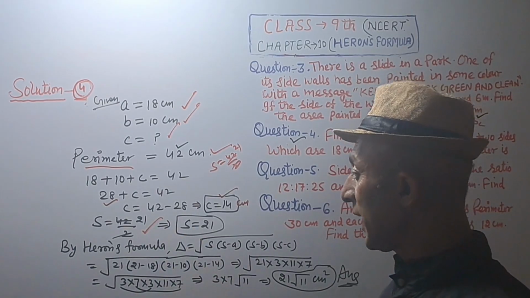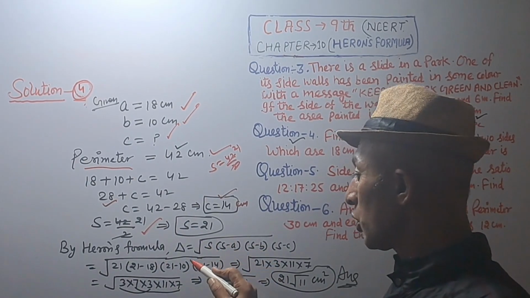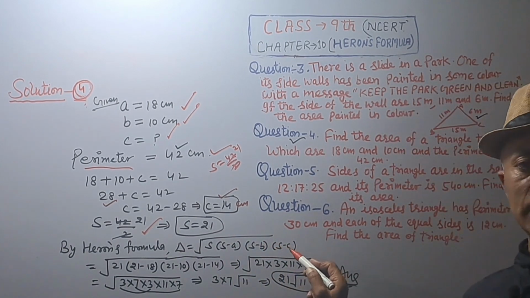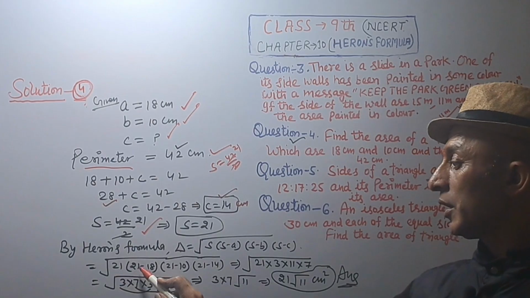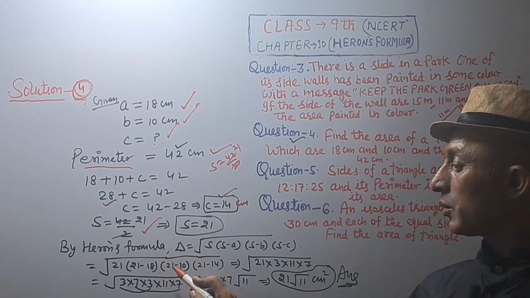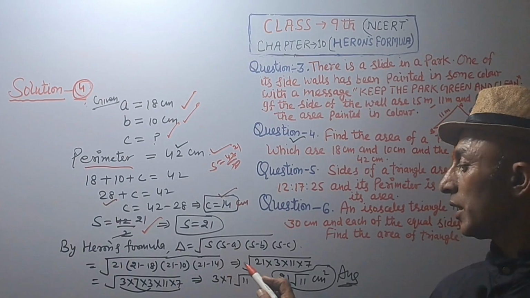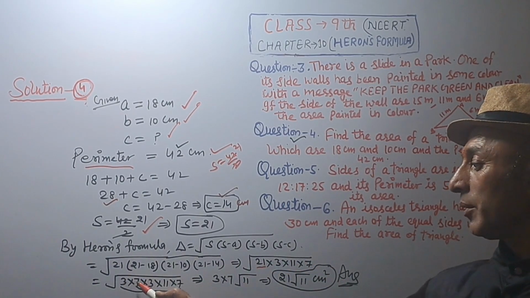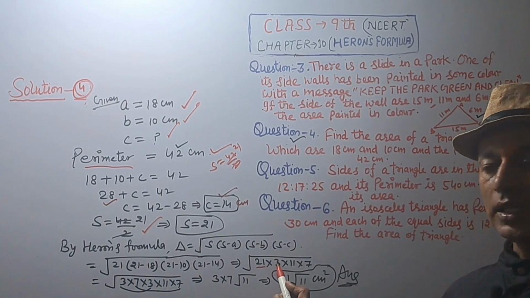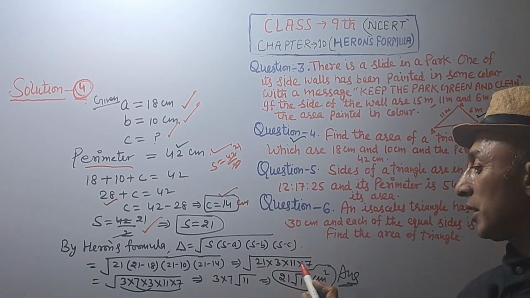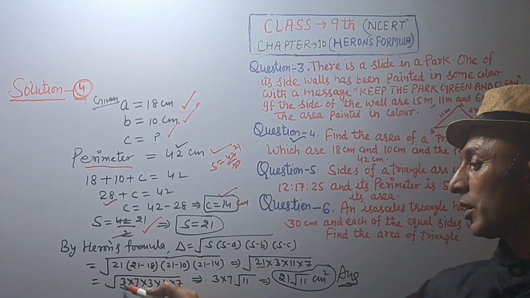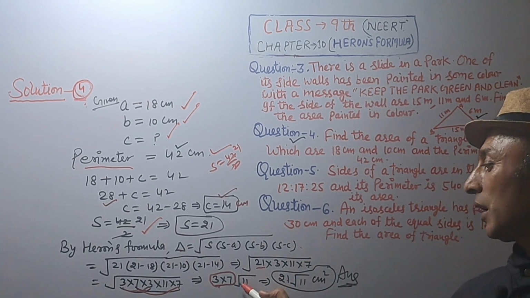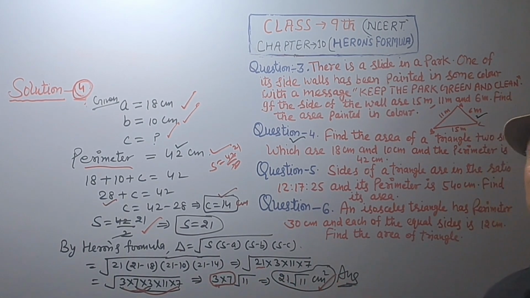We find the value of S, and using Heron's formula, area of triangle equal to root of S into S minus A into S minus B into S minus C. S is 21, bracket 21 minus 18, 21 minus 10, 21 minus 14, that is 21 into 3 into 11 into 7, and 21 equal to 3 multiplied by 7 multiplied by 3 multiplied by 11 and multiplied by 7. One pair of 7, one pair of 3 is taken common, that is 3 multiplied by 7, 21, and in root 11 centimeter square. Answer.